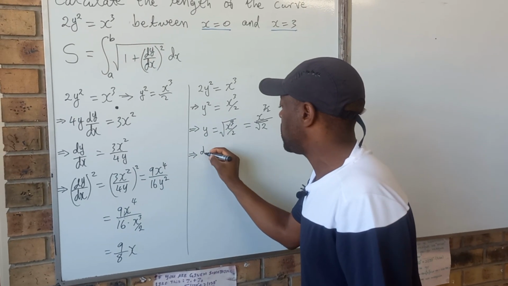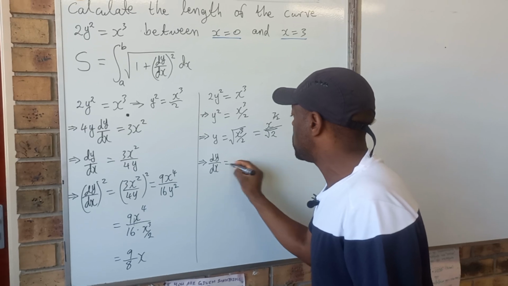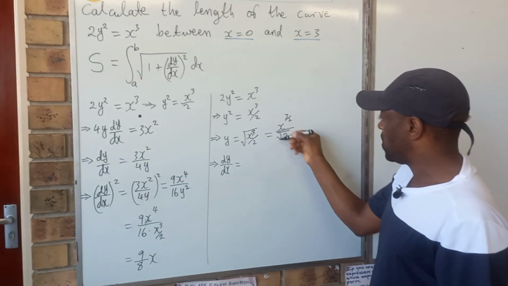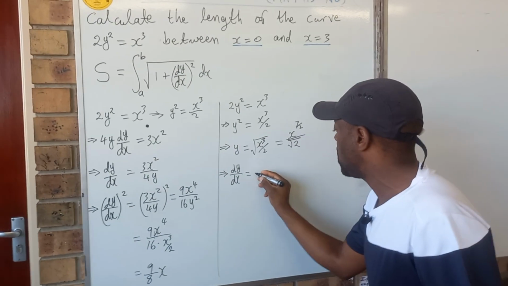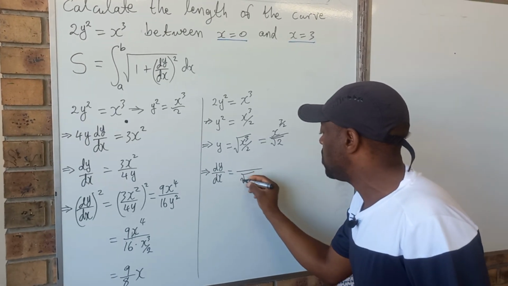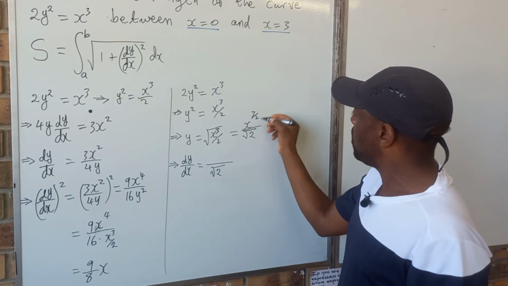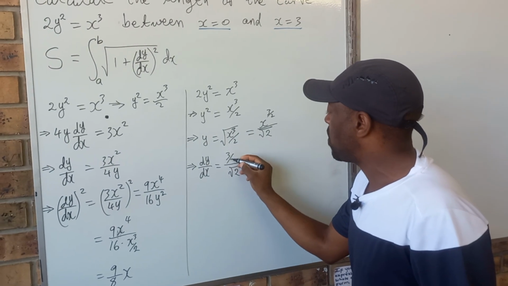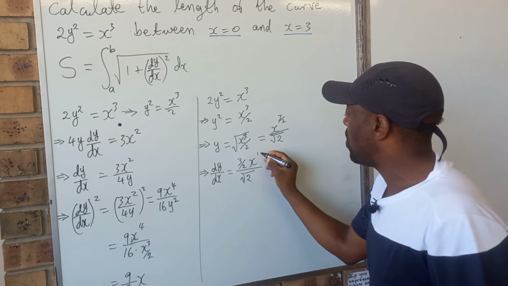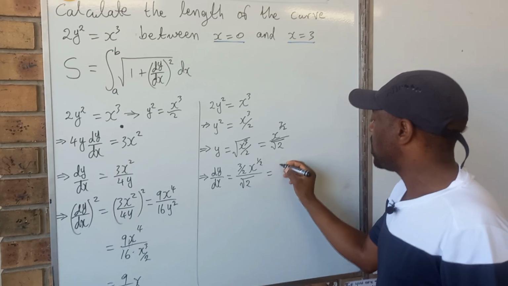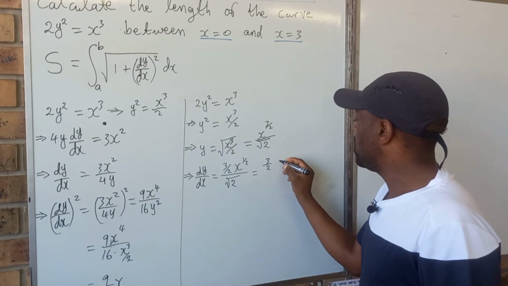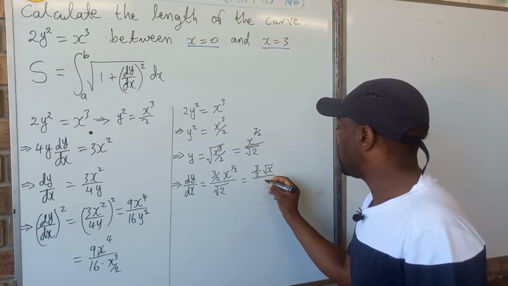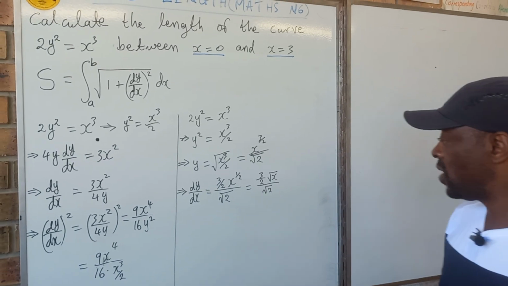So if I do my differentiation, dy over dx will give me, you see, I will not be differentiating the denominator because there is no x there. I will only differentiate the numerator. Then I divide by root 2. If I differentiate there, I will get 3 over 2 x to the power a half, which is the same thing as 3 over 2, then root of x, divided by the root of 2. So that is what I get.